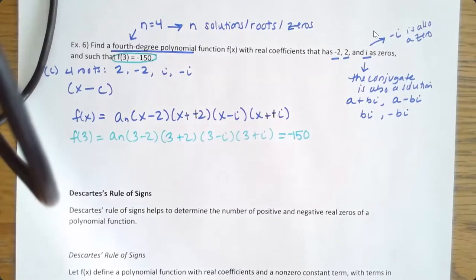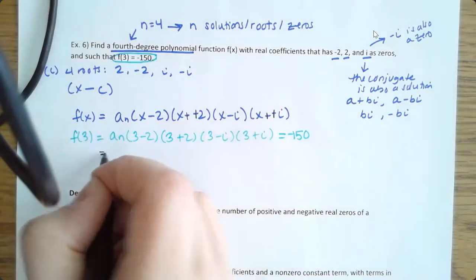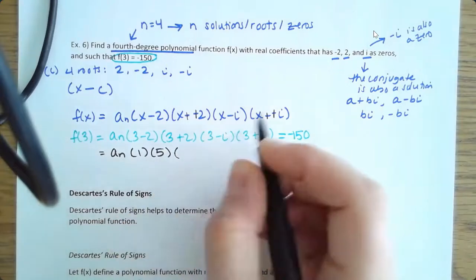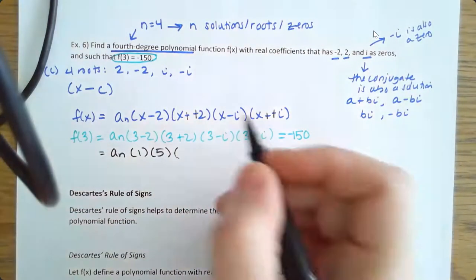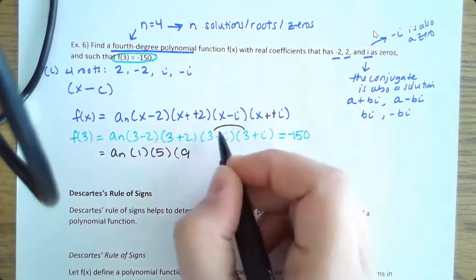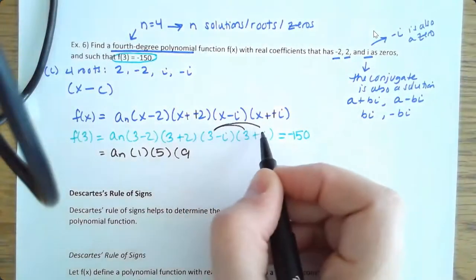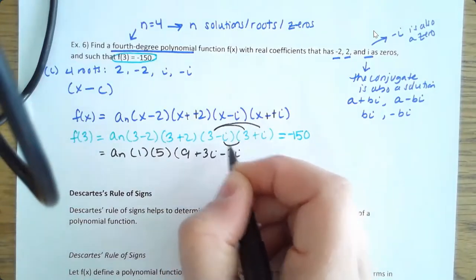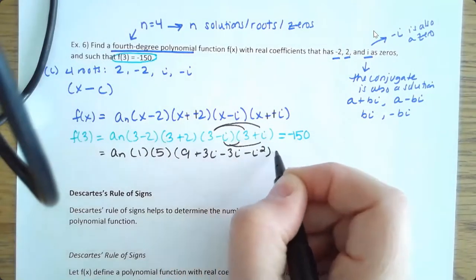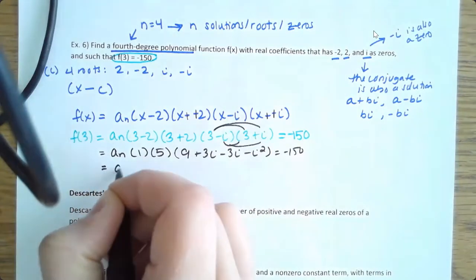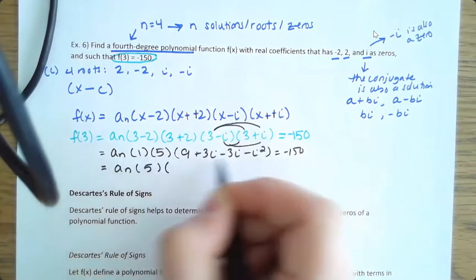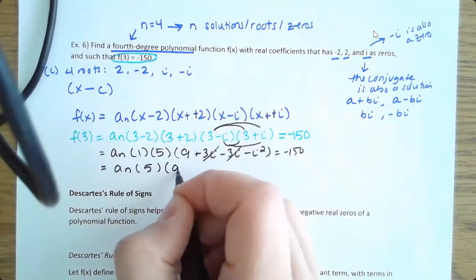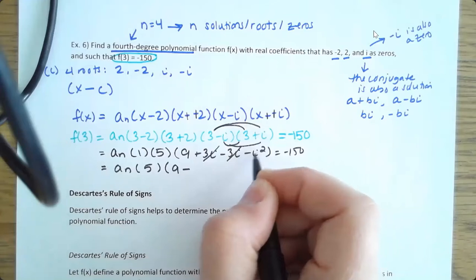All right. 3 minus 2 is 1. 3 plus 2 is 5. Now here, if you have imaginary numbers, you're going to have to multiply that part out. So 3 times 3 is 9. 3 plus positive i is going to be just 3i. Here you're going to get minus 3i, and then on the end you'll get negative i squared. And now when you multiply out, because they're conjugates, that middle term is going to cancel. Negative i squared is negative 1.